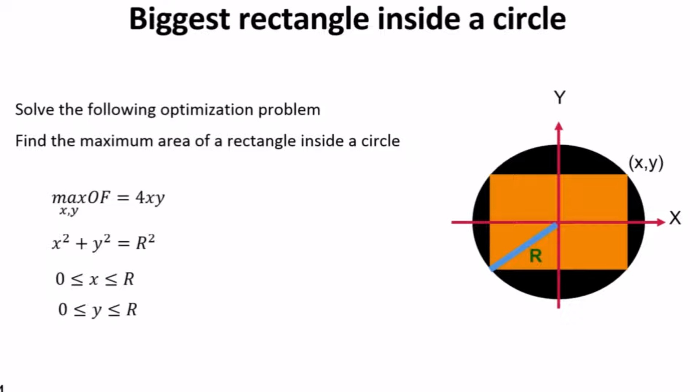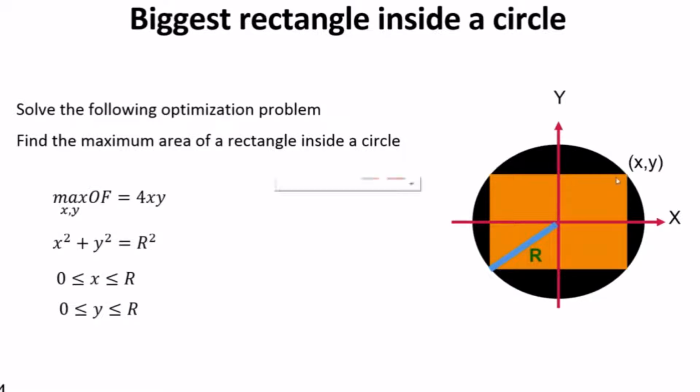Hello everybody, this lecture is going to be talking about the problem of the biggest rectangle inside a circle. Suppose we have the following optimization problem and we want to formulate it as an optimization problem. We want to know what is the maximum area of a rectangle inside a circle. So suppose we have this graph, a circle with radius r, and we want to know how we can find the maximum area of that rectangle.